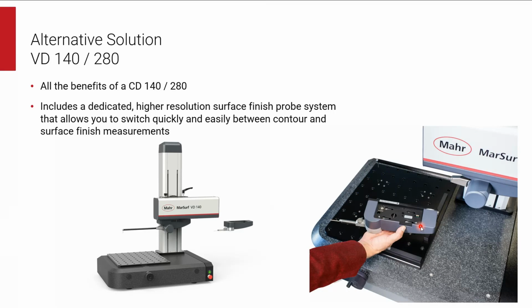And another alternative would be the VD140 or 280. With this, you get all of the benefits that you get from a CD140 or 280, but this includes a dedicated higher resolution surface finish probe system, which you can switch quickly and easily between contour and surface finish measurements. So you've got one contour probe system and one roughness probe system, which you can remove depending on what task you need to complete.